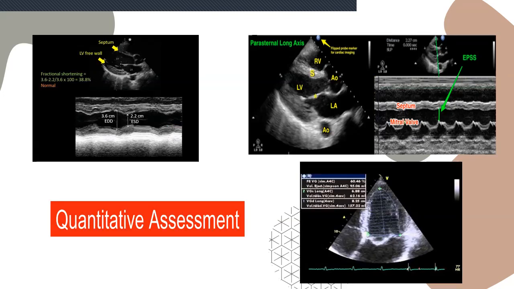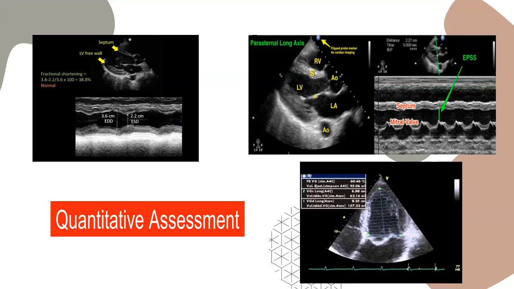Another option is to do a quantitative assessment. Picture one is showing your LV fractional shortening, where the cutoff point is 30%. You have to measure the diameter of your LV during systole and diastole. This is EPSS. EPSS is easier to do.